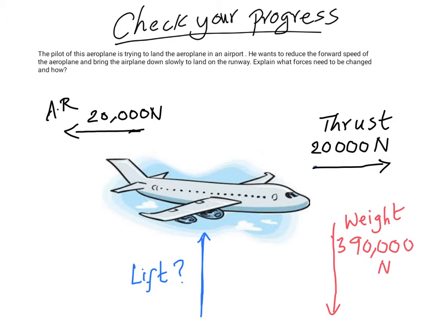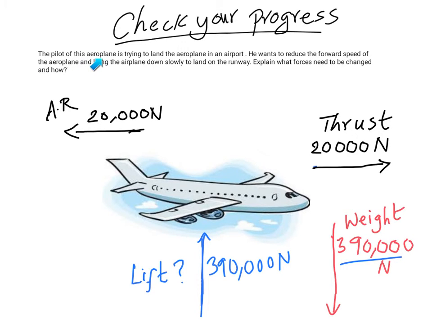So the lift force should be exactly the same as this. So 390,000 newtons to balance the weight if it has to fly at the same height. Now the forward force is the same as the air resistance. That means the airplane is going to have a steady speed and it's going to fly at a certain height.